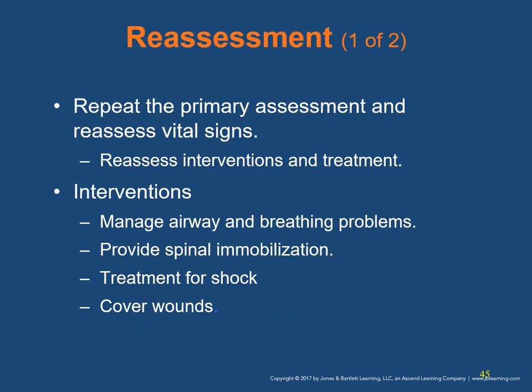Reassessment. Repeat the primary assessment and vital signs. Reassess the interventions and treatment you have provided. Interventions. Manage airway and breathing problems based on signs and symptoms found during the primary assessment. Provide complete spinal immobilization to the patient with suspected spinal injuries. If the patient has signs of hypoperfusion, provide aggressive treatment for shock and rapid transport.